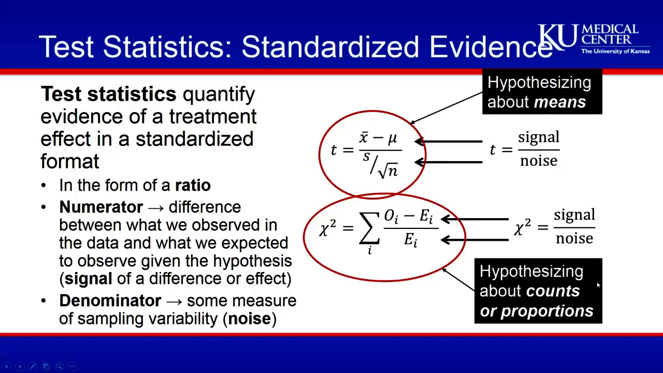It's a signal-to-noise ratio. So the bigger the value, the more evidence we actually have in our sample that there is additional variation in the outcome that can be attributable to the treatment. In other words, observed is very different from what we would expect if the null hypothesis were true.